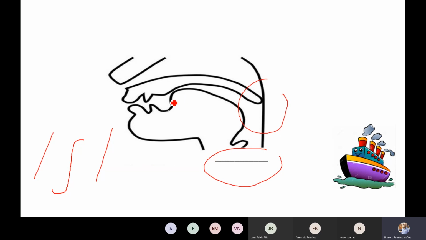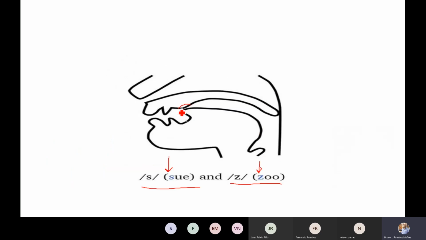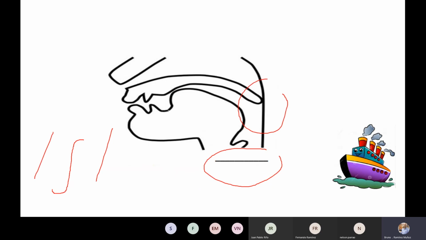and it's not like the tip of the tongue like here against the alveolar ridge, which is this area, right? It's a little bit behind the alveolar ridge, right? It's like post-alveolar, or we can even take this as palatal. It's the front part of the tongue, not the tip.